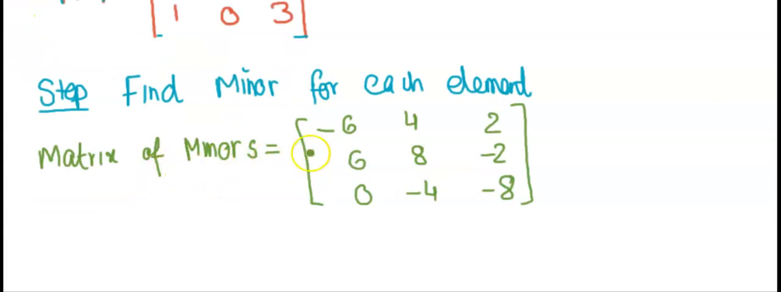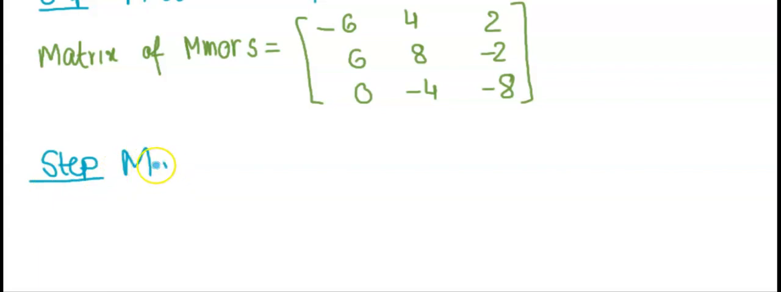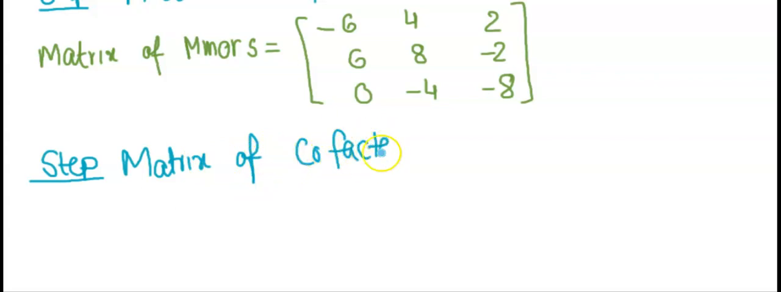When you find the minors, this will be the minors. Yeah, you can have a look at the previous video on how to find the minors. Okay, the next step after the minors is you find the matrix of cofactors. For the cofactor, you just use the diamond pattern, you just change the sign.